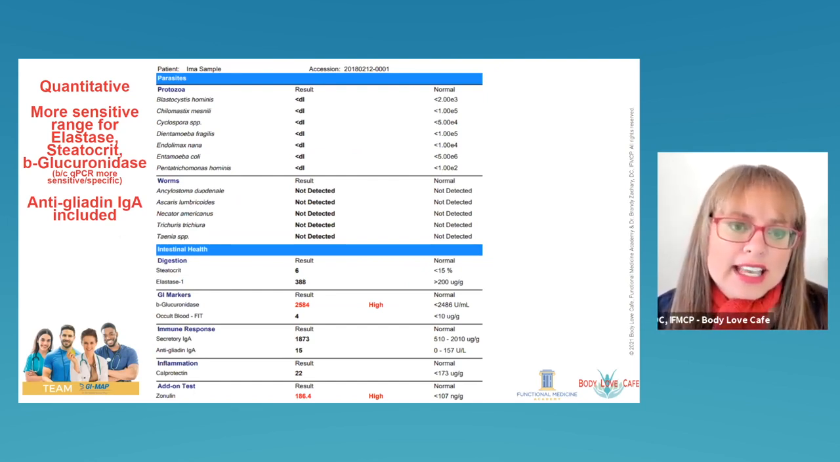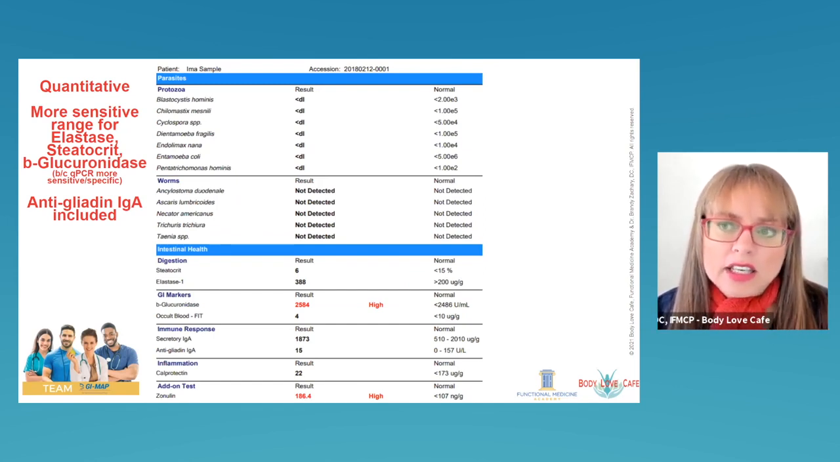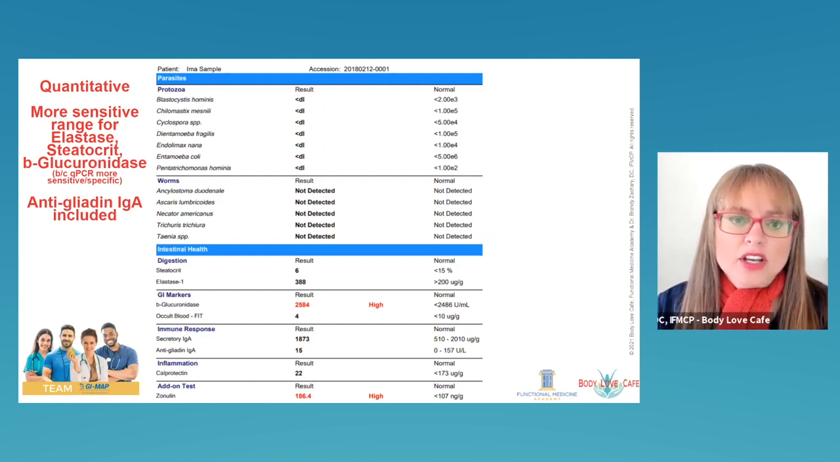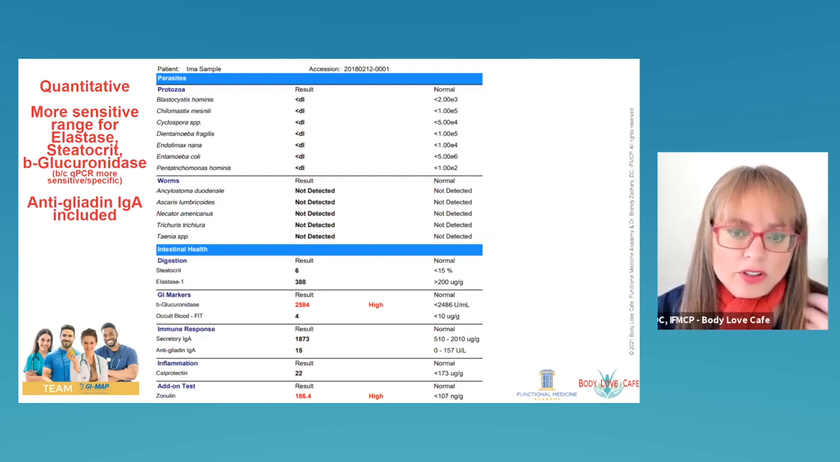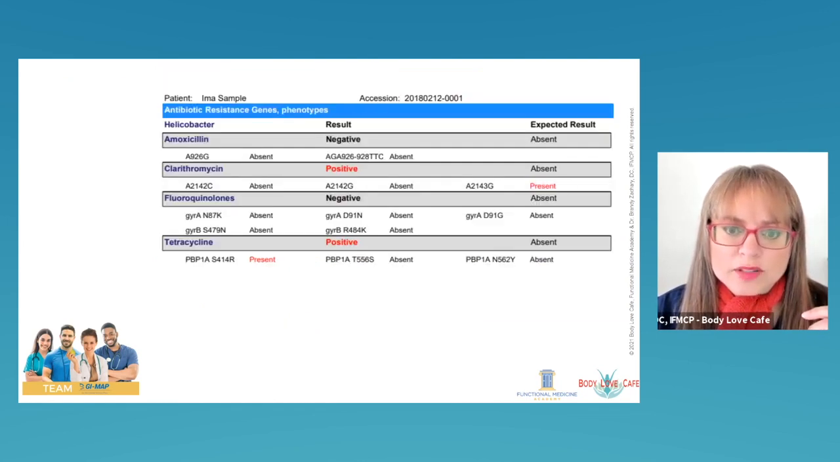This test has anti-gliadin immunoglobulin A included. I like that. I like to see if there's an immune response to gliadin, typically found in gluten, but there's other grains that also have it. So I always consider the intestinal health incredibly helpful, and we can talk about beta-glucuronidase more.